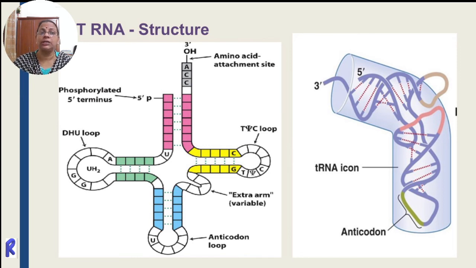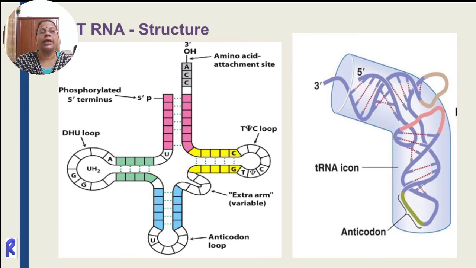The first loop we can call the DHU loop, where specialized bases like dihydrouracil are highly concentrated, hence it is called the DHU loop. With the help of that loop, the respective enzyme which mediates translation, the activating enzyme, will bind. Each amino acid will be bound to the tRNA with the help of a specific aminoacyl synthetase enzyme.